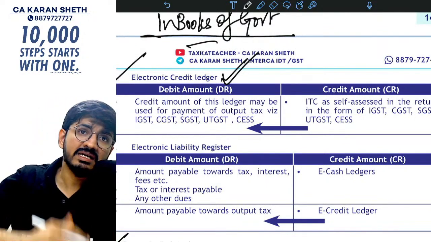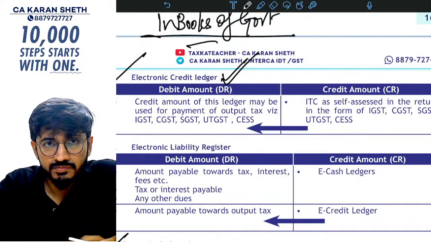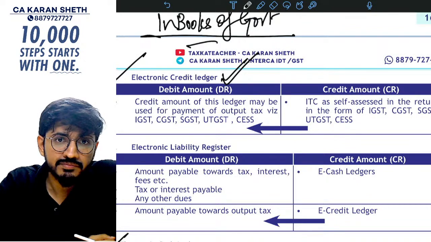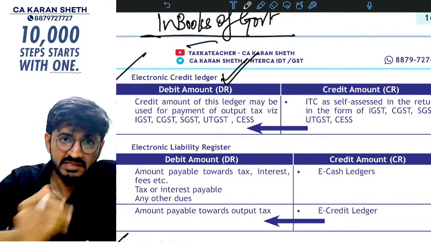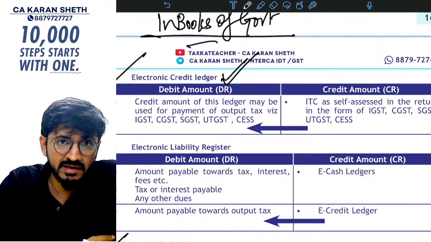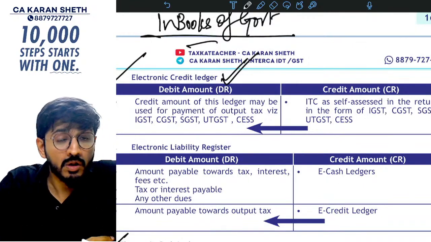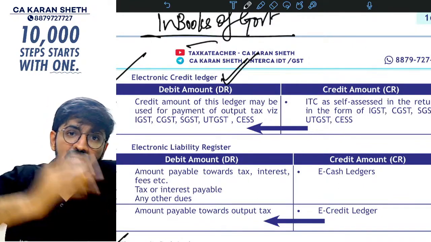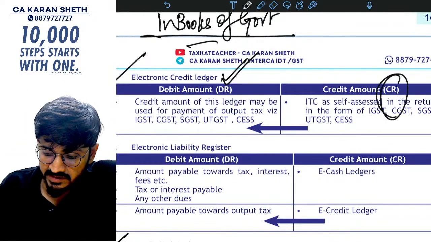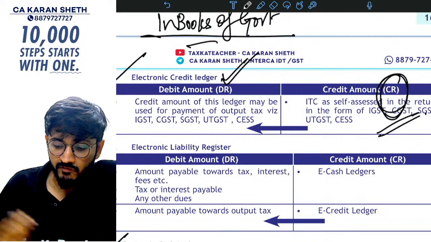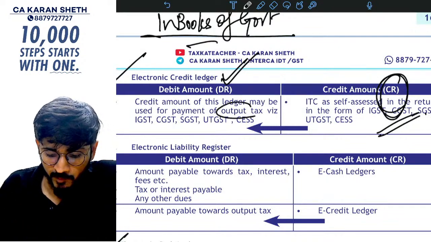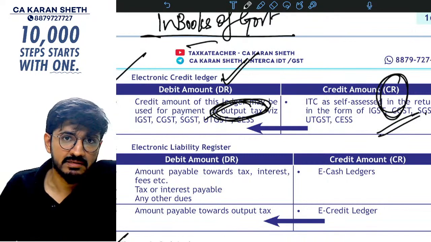Now ITC is receivable for you. ITC is receivable from you, right? Correct. Also understand that it is payable by the government to you, which is why it is a credit balance, which can be debited by only one thing, and that is output tax.